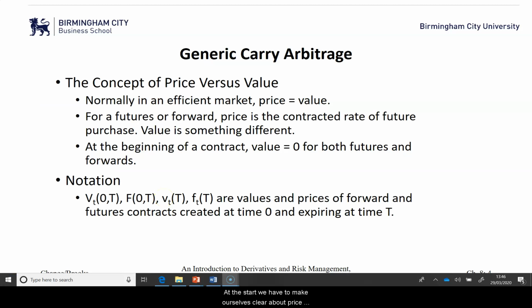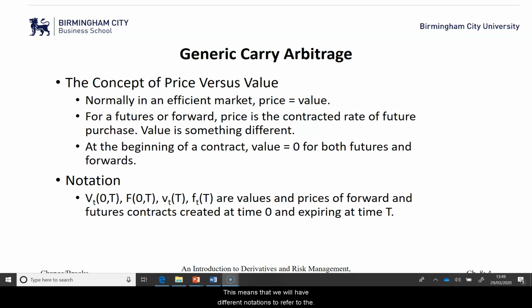At the start, we have to make ourselves clear about price and value, as these are two different things in futures and forwards. Normally, in an efficient market, we know that the price is equal to value. However, the concept of price of future or forward is different than the concept of the value of future or forward. At the start, a future contract or a forward contract will always have its value equal to zero, because no cash changes hands when a forward contract or a future contract is purchased or sold. This is an important starting point.